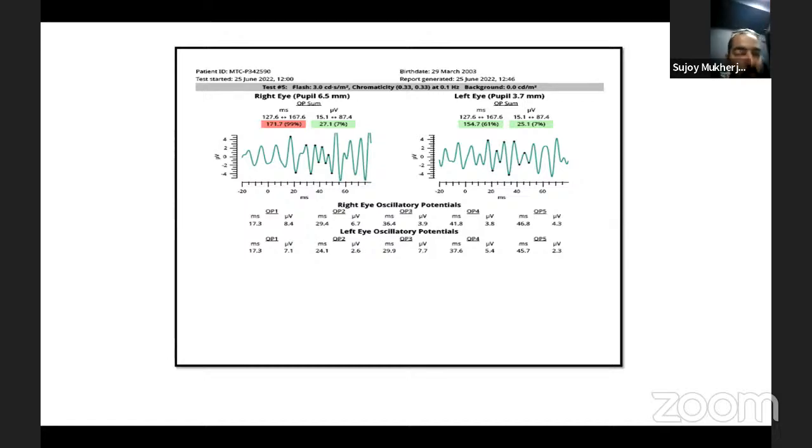But based on the scotopic and photopic amplitudes, the oscillatory response should also be present, but in a bit reduced manner, if we consider the earlier two graphs in the photopic as well as in the scotopic phase.